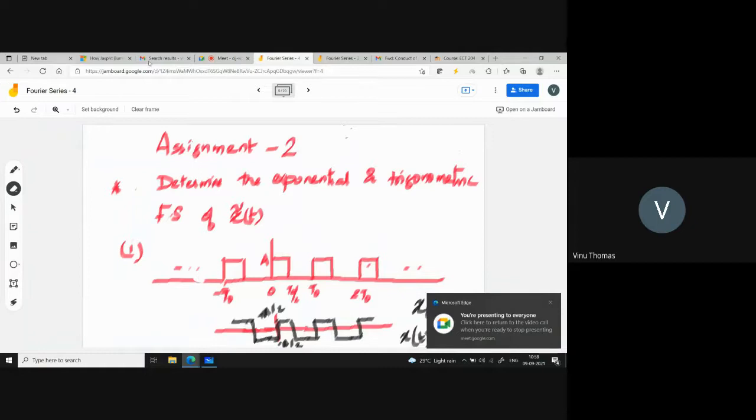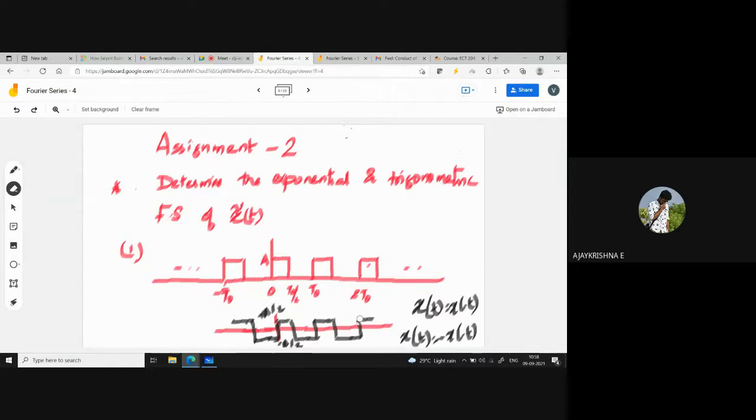What do you expect the DC component of the second waveform to be? This second waveform, the DC component is there. Sir, A by 2. This is DC, the second waveform, the DC component.